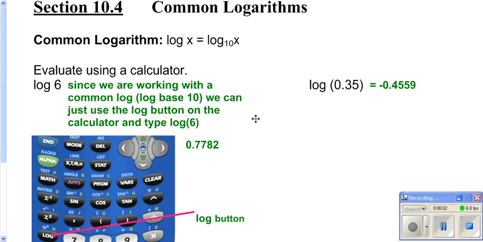We're going to deal with common logarithms. If a logarithm has no base written, as you'll notice this first one, there's nothing written for a subscript. If there's no base written, it's assumed to be base 10. So keep that in mind. If you're missing a base, it's understood to be base 10.